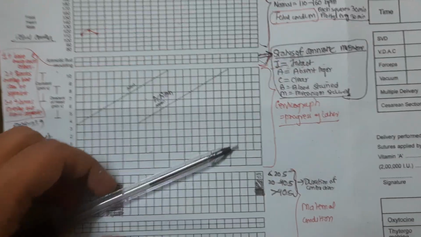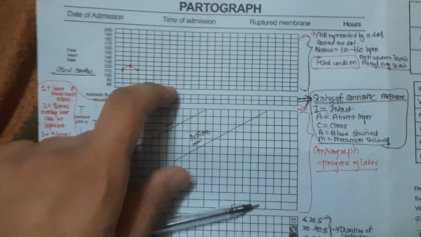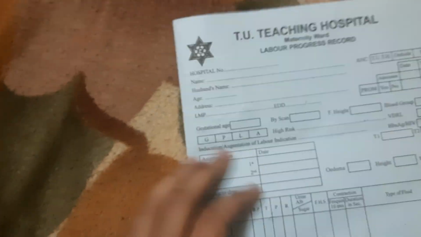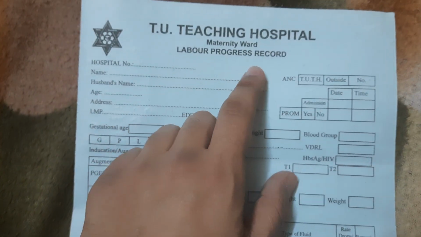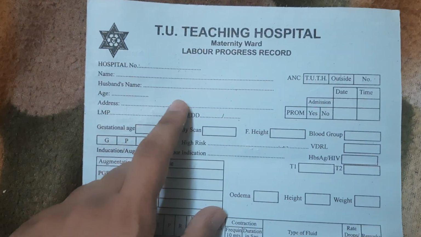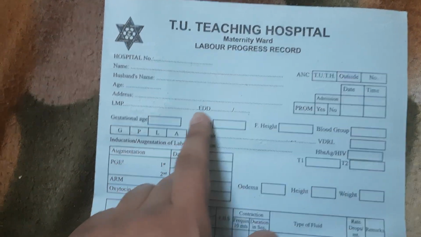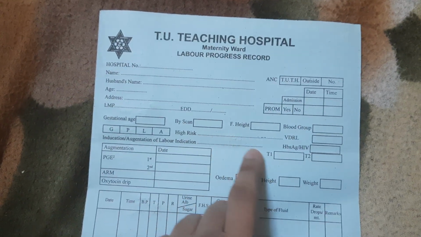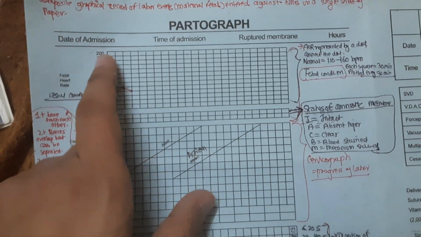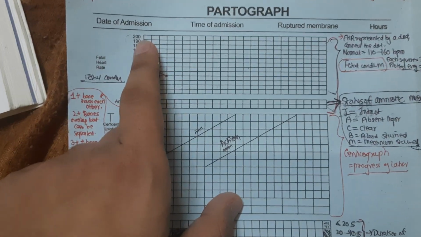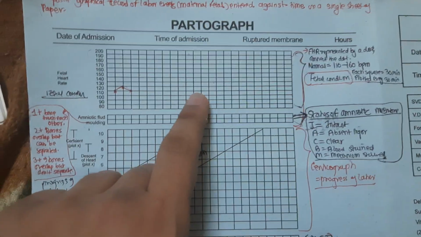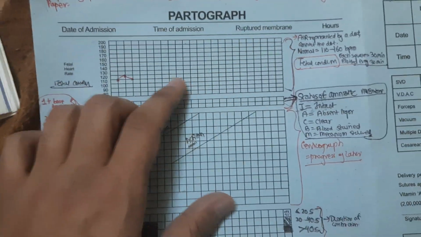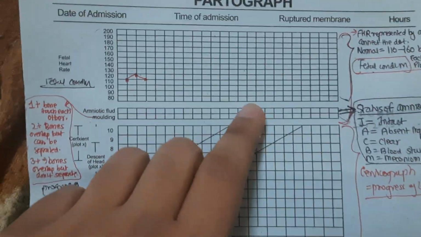So what are the components of the partograph? The first component is the patient identification. In this partograph, the labor progress record of the teaching hospital, we can see the personal information about the patient: name, husband's name, address, GPLA, height. We also have the date and time of admission, and if there is any ruptured membrane, the time of rupture and the hours since.